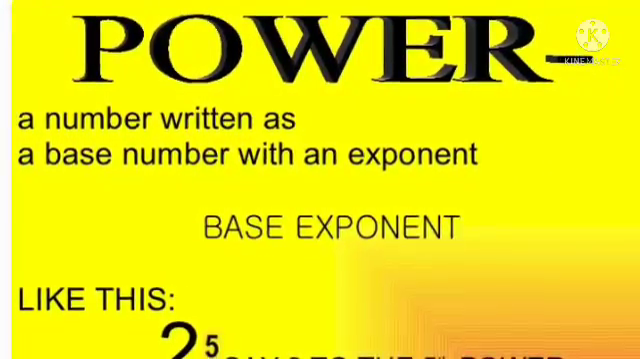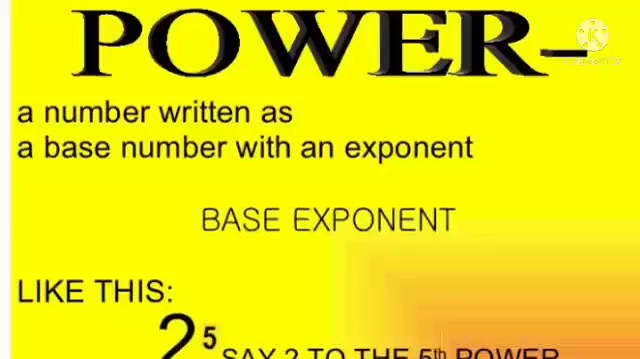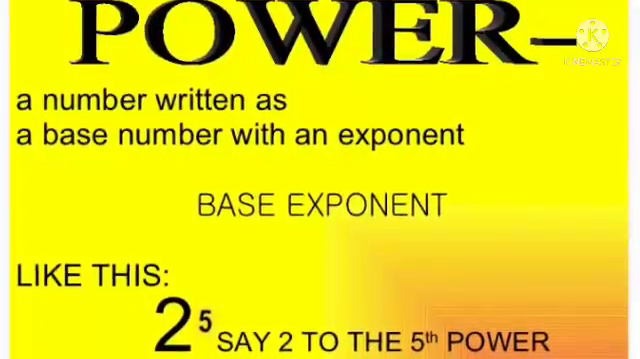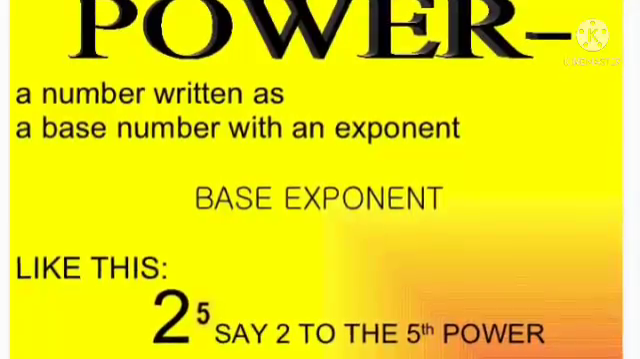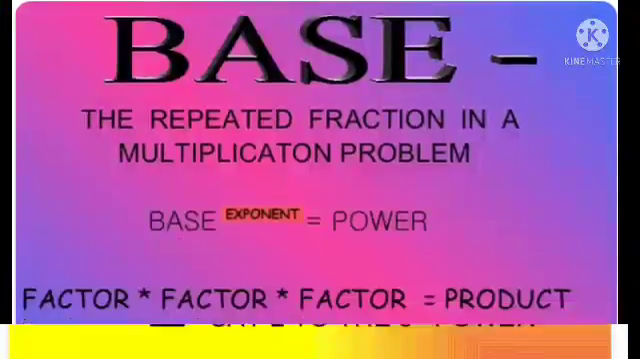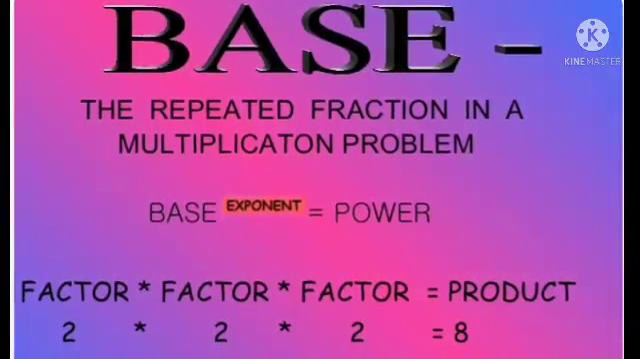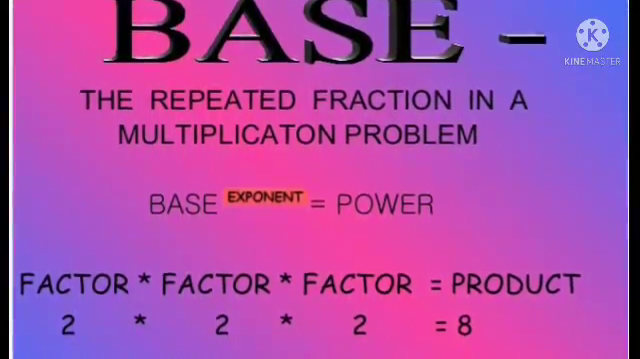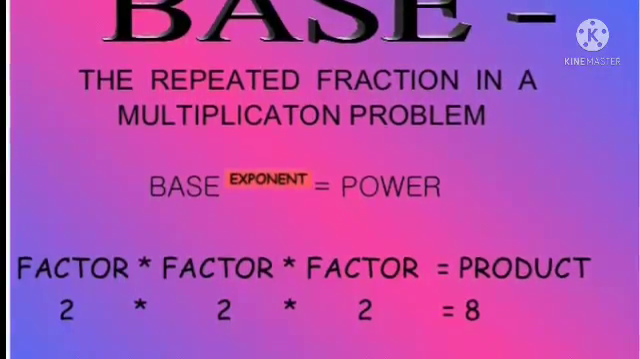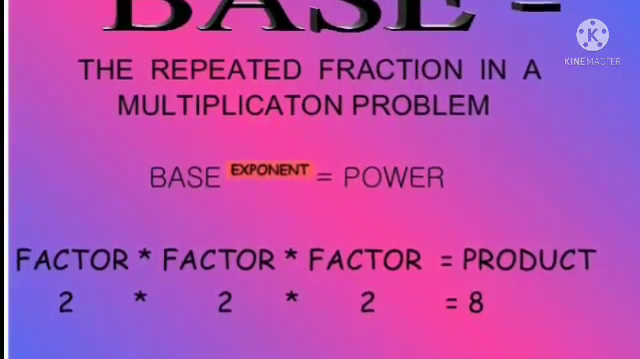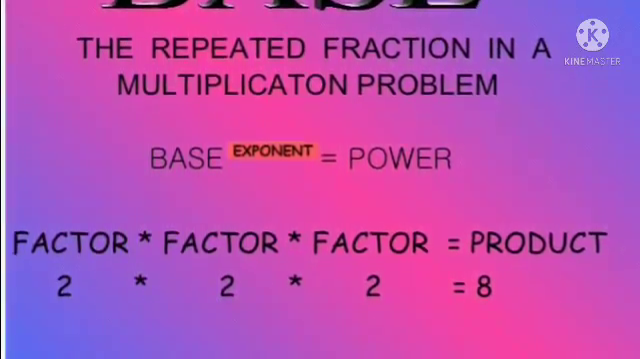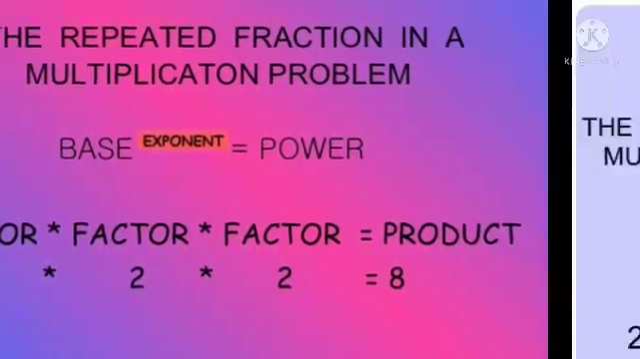Our first subtopic is power. A number written as a base number with an exponent. It is represented as shown. So we have to say 2 to the fifth power. Base: the repeated factor in a multiplication problem. Base raised to the exponent is a power. So factor multiplied by factor is the product. For example, 2 multiplied by 2 multiplied by 2 is equal to 8.